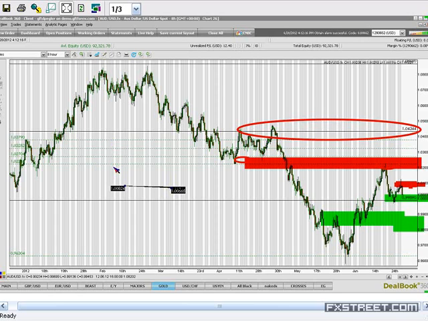Do you guys think, looking at a chart like this, you could determine these 50 to 60 pip buy and sell zones on a daily chart? Realistically? Anyone? Sure.